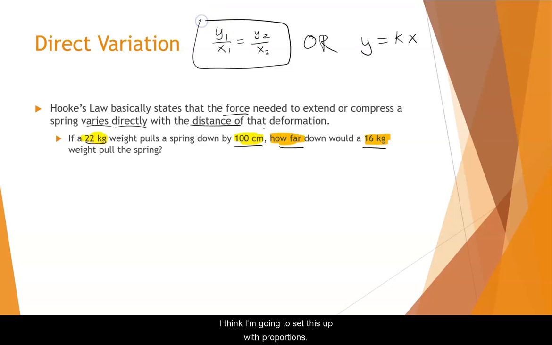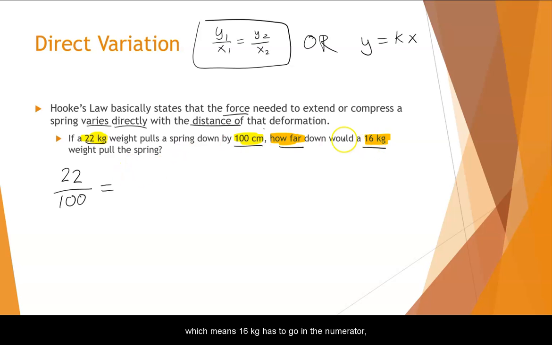I think I'm going to set this up with proportions. It doesn't matter if I put the weight on top and the distance on the bottom, or vice versa, just as long as I'm consistent. So I'm going to put the weight on top. So 22 kilograms per 100 centimeters. This is basically my y1 over x1 equals, now weight was on top, which means 16 kilograms has to go in the numerator. And then how far down, that's what I don't know. Let's use d instead of x, d for distance. So this is y1 over x1 equals y2 over x2.